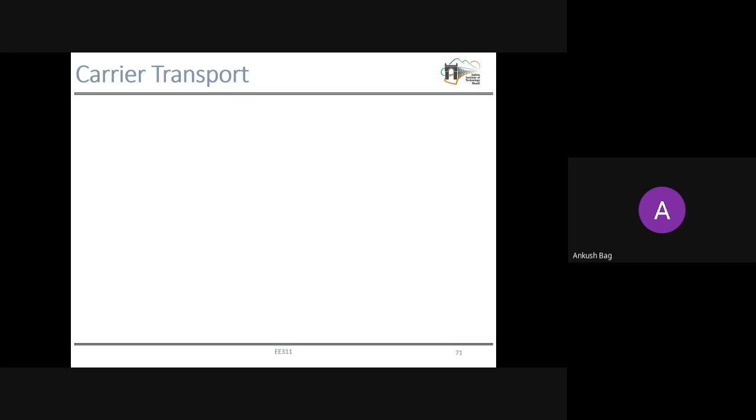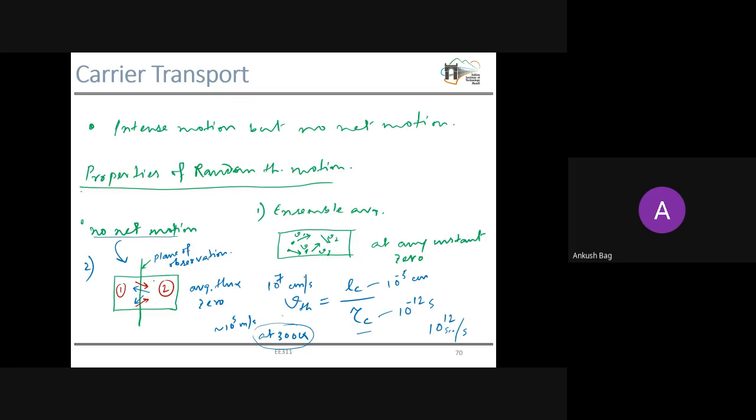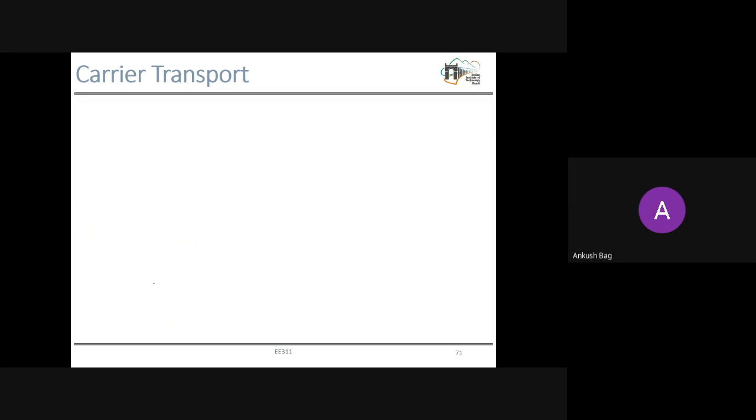Okay, now let us consider once again this concept of plane, this no net motion, and let us discuss the three types of transport. Let me draw a larger figure. So once again, here I'm considering a uniformly doped p-type semiconductor, uniform p-type doping, and this is the plane of observation.